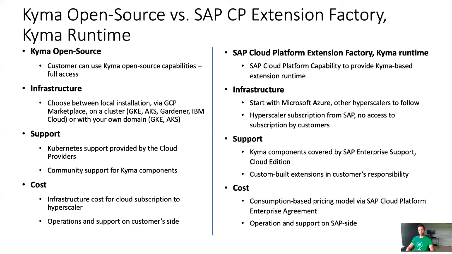If we look at infrastructure, we're starting off with just Microsoft Azure, and we will have other ones to follow. And of course, on the open source version, you have a whole host of different ways that you can install it. It comes with support. You're buying this through SAP, so you're going to get the SAP Enterprise support. And of course, anything that you build is your own responsibility. And it's based off of the SAP Cloud Platform Enterprise Agreement. So you're basically buying a subscription to it. So you buy a bunch of cloud credits, and then they're utilized for your runtime to pay for it.